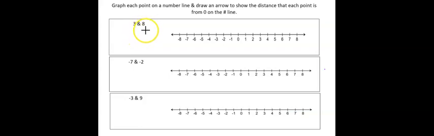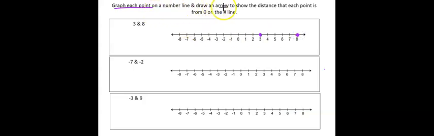Okay, we're going to use these 3 examples to try to come up with a single formula for finding the distance between 2 points on a number line. So the first thing we're going to do is graph each point on the number line. So I'm going to graph 3 here, and 8 I'm going to graph up here.